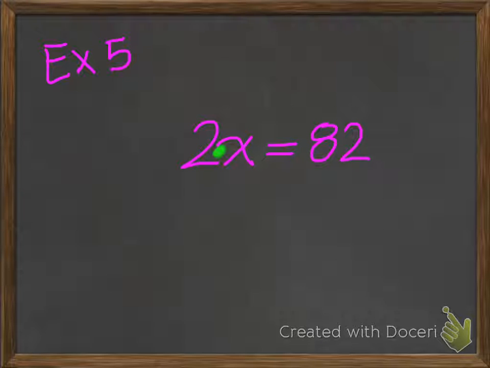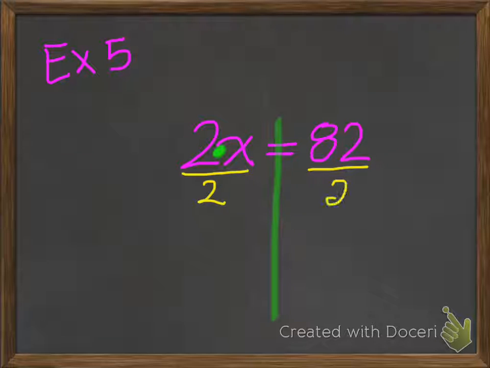Now, in order to solve this equation, I'm going to draw my imaginary line so that I can keep it balanced and do the same thing to both sides. I'm going to do the opposite operation of multiplication, which is division. So I'm going to divide both sides by 2. When I divide both sides by 2, 2 divided by 2 makes 1, and 1 times x just leaves me with x. On the other side, 82 divided by 2 gives me 41. That would be the answer.